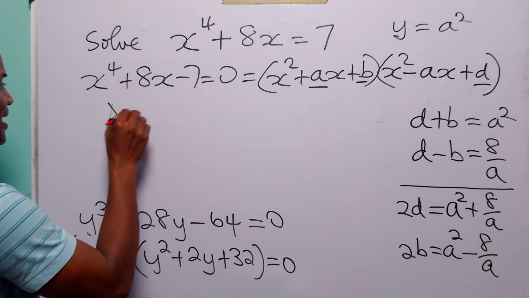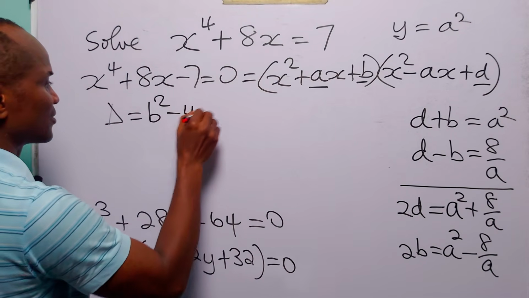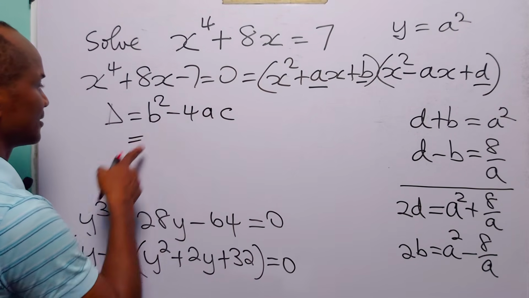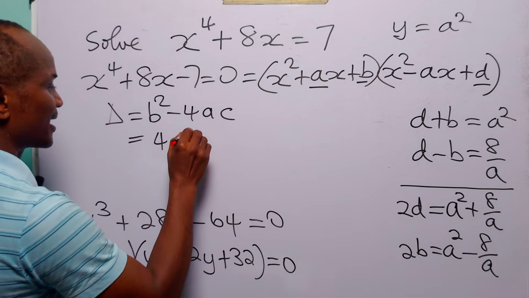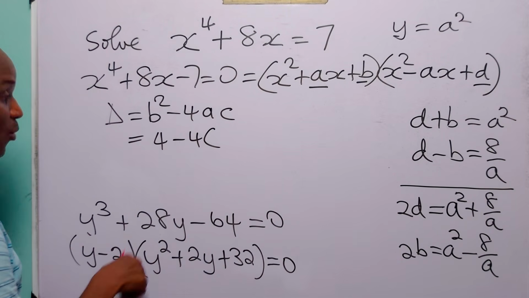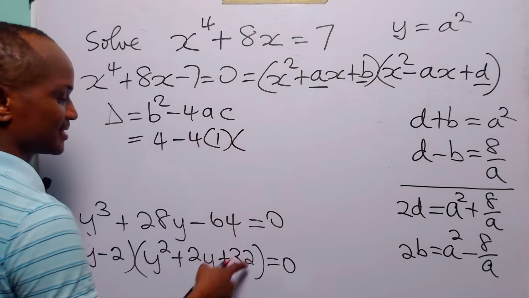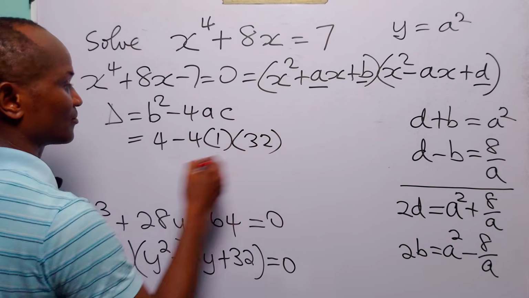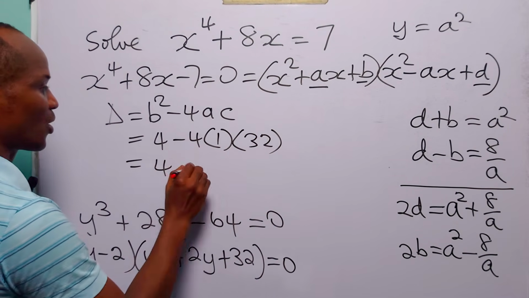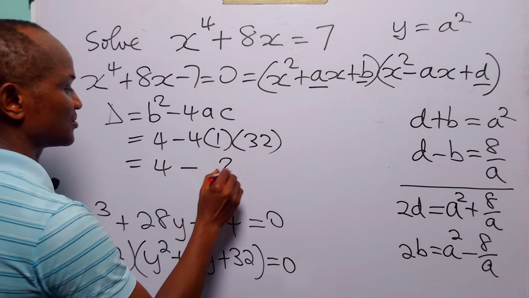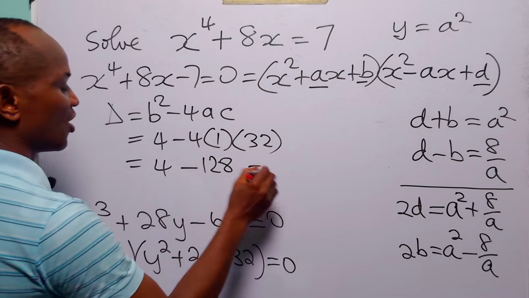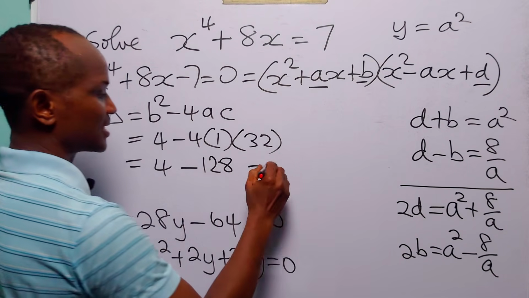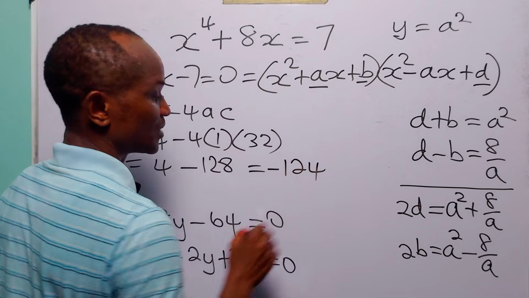We have the discriminant, which is b squared minus 4ac. B is 2. 2 squared is 4 minus 4 times a is 1 and c is 32. This is equal to 4 minus 4 times 32, which is 128. 4 minus 128 is minus 124.